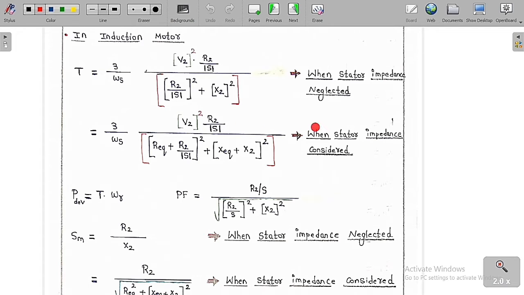Now we have to modify it if you want to consider the stator impedance. Whenever the stator impedance is considered, just add here R equivalent and add the X equivalent, and everything else remains the same. So this is the equation of the torque when the stator impedance is considered. Then what is the power developed?